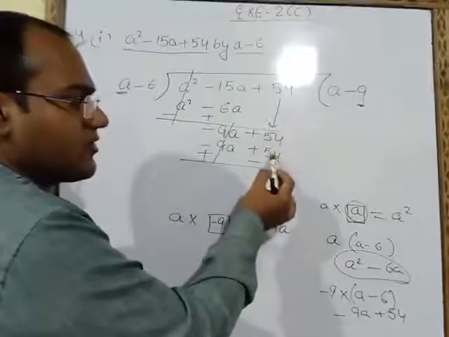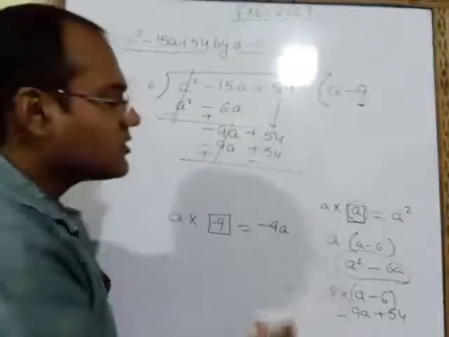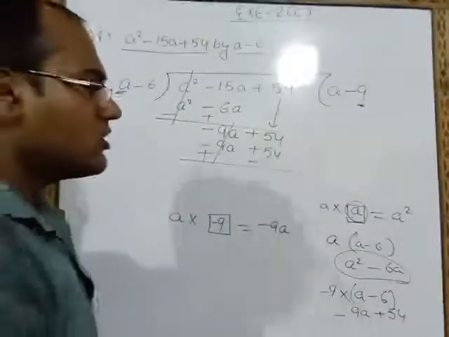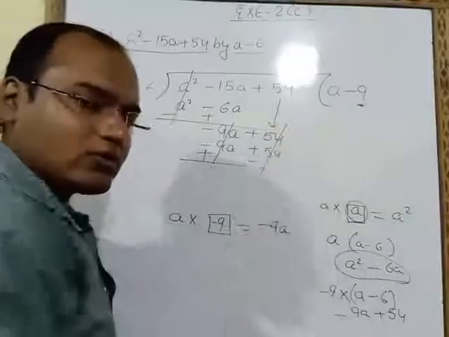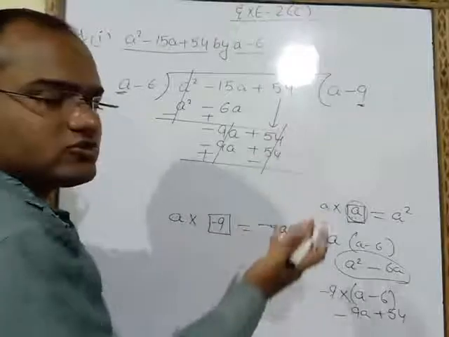This is plus 54 and this is minus 54. Plus and minus, minus. When you subtract these two, 54 minus 54, the answer will be 0. So we will cancel these two also. Why will we cancel these two? Because plus and minus, on subtracting these two, we will get 0.